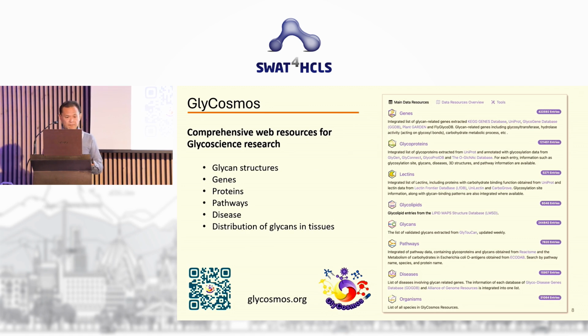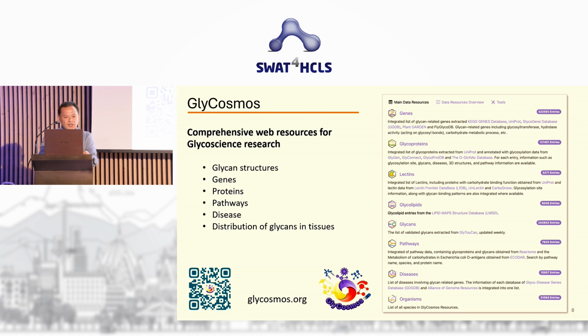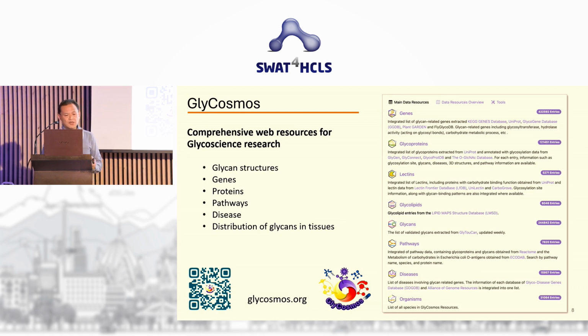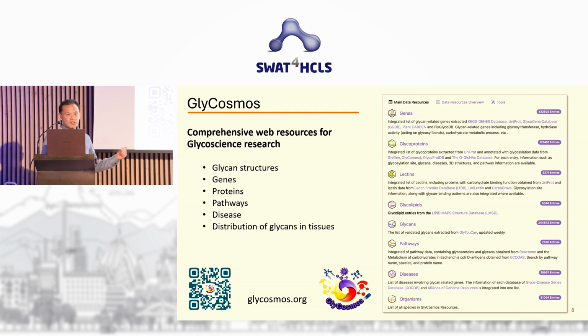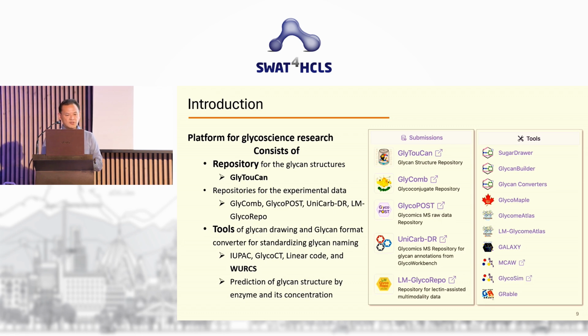GlyCosmos is a comprehensive web resource for glycoscience research. There are many databases in GlyCosmos: glycan structures, genes, proteins, pathways, disease, and distribution of glycans in tissues. Those databases are in the GlyCosmos portal site, so you can search for anything related to glycans. This is an introduction to the platform for glycoscience research.